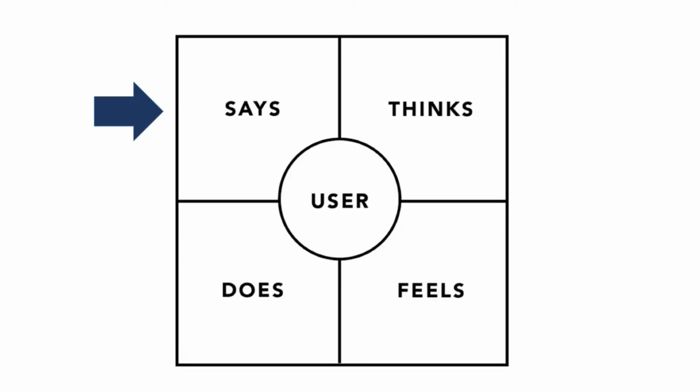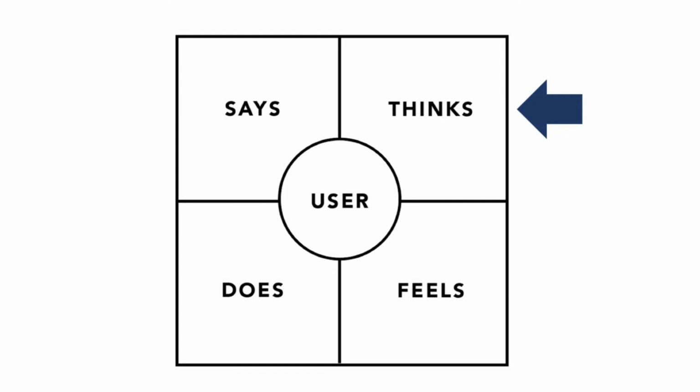So the first quadrant, which is the says quadrant, is what the user says out loud in an interview. Like he would say, I'm confused from this step. I don't know what I should do in the next step, or this is something not reliable. The second quadrant, which is the thinks quadrant, is what the user is thinking throughout the journey. What matters most to the user? That's what we want to know here.